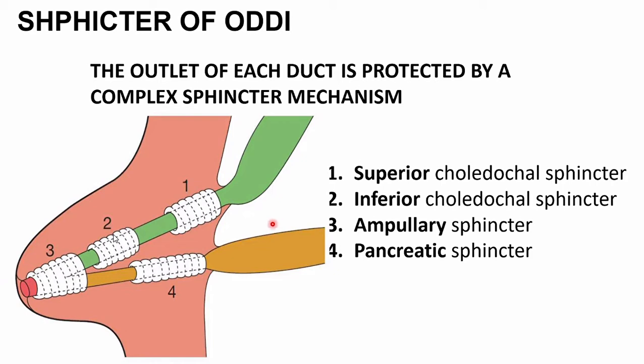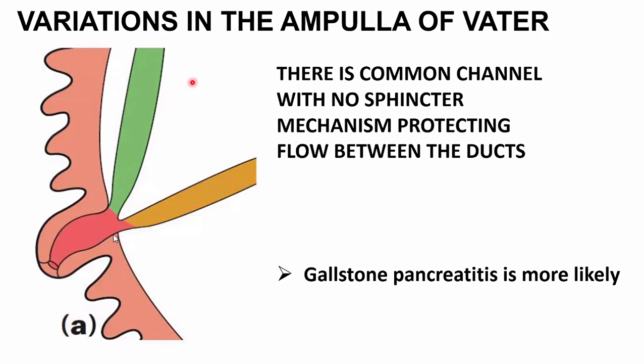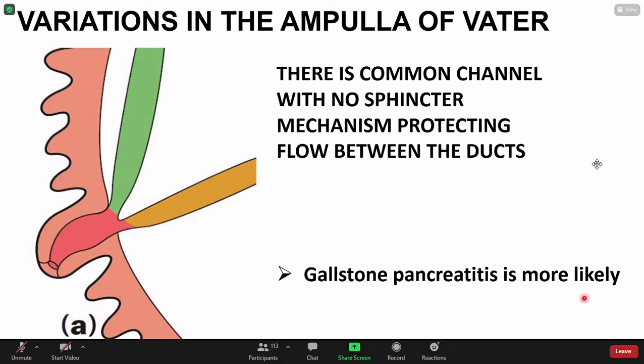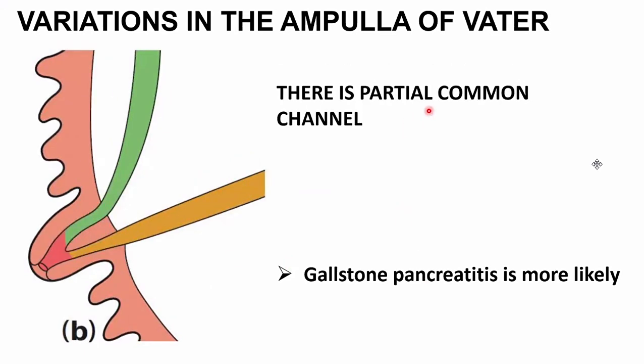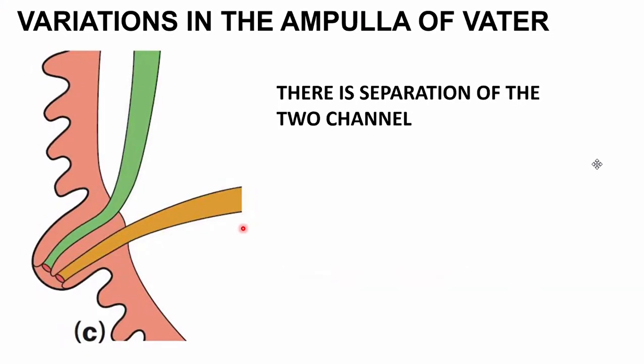There are variations actually for the sphincter body, just like the biliary tree. There's such a thing as a common channel. There's no sphincter, but gallstone pancreatitis is very common in this case. And there is a partial common channel. Also, if there's a common channel and there's a backflow of bile towards the pancreas, it will cause pancreatitis. And there's a separation naman.